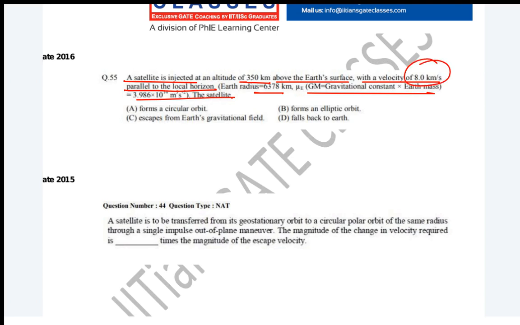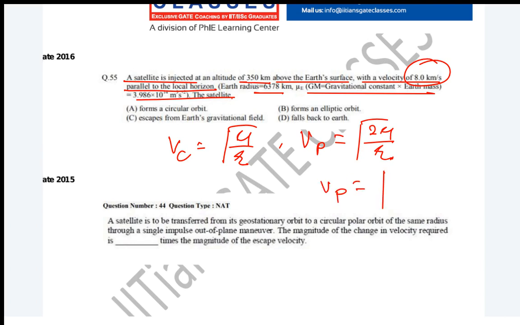Now guys, at any radius, what will be the circular velocity? It is under root mu by R. What will be the parabolic velocity at any radius? Under root 2 mu by R. What will be the hyperbolic velocity at any radius? We need a value for that, but we can say if the given velocity is greater than V parabolic, what will be the path? It will be hyperbolic.